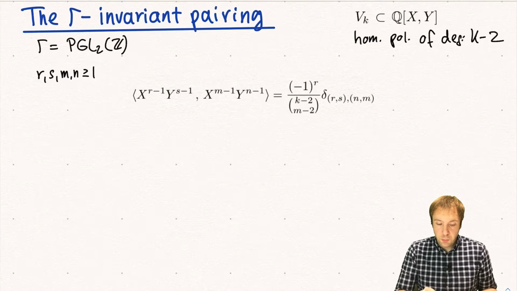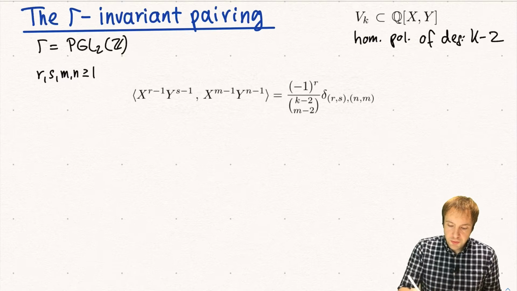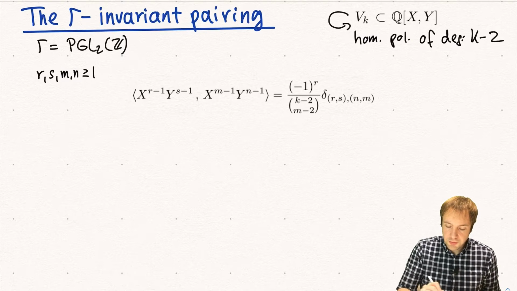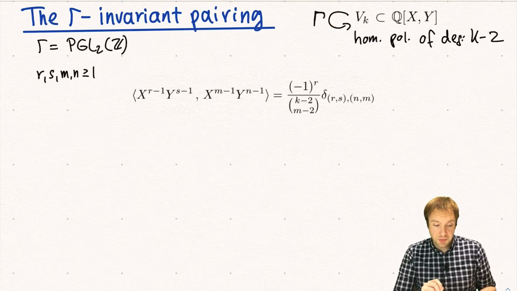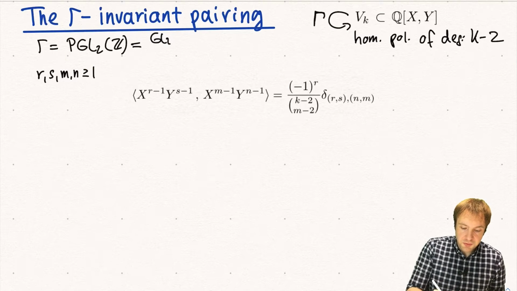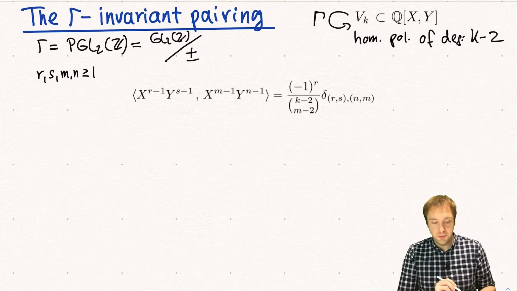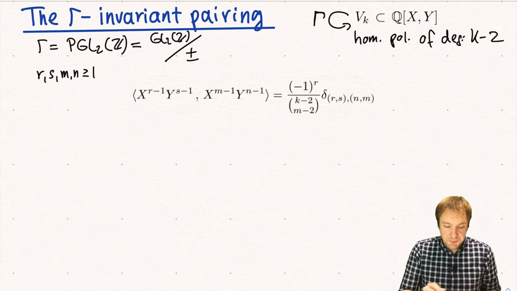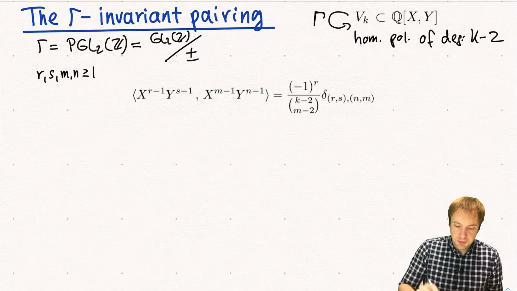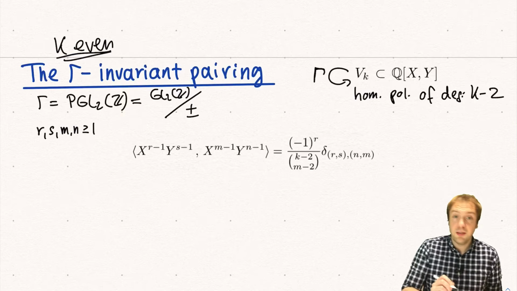And on this space we defined an action of GL2Z, but now we want to restrict to get an action of gamma, and gamma will not be GL2Z, but it will be PGL2Z. So it's basically just GL2Z modulo plus minus 1, the identity matrix. But this here is now important that we choose k. So in everything that we do today, k is always even.